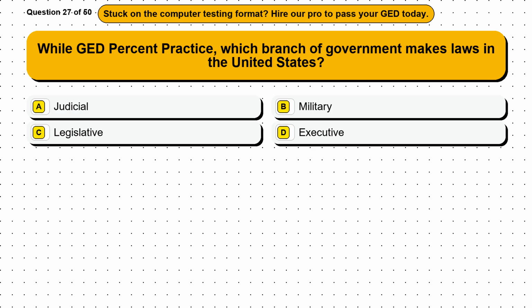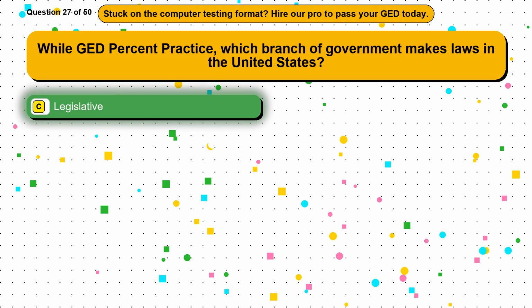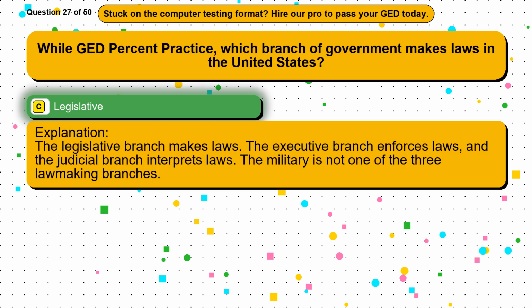Question 27. While GED percent practice, which branch of government makes laws in the United States? Option A, judicial. Option B, military. Option C, legislative. Option D, executive. The correct answer is option C. Legislative. The legislative branch makes laws. The executive branch enforces laws, and the judicial branch interprets laws. The military is not one of the three lawmaking branches.